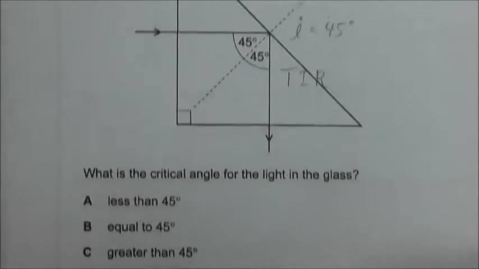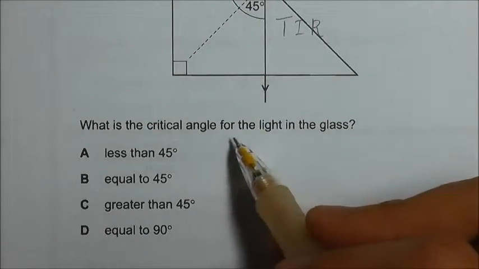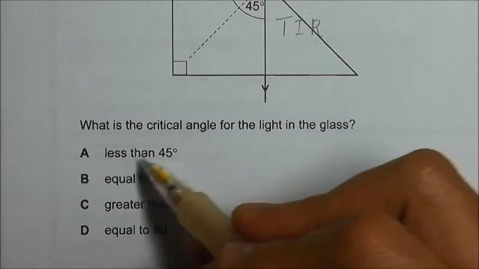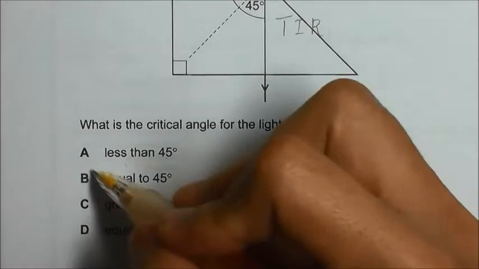Okay, so looking at the options, what is the critical angle for the light in the glass? It has to be lesser than 45 degrees. A.